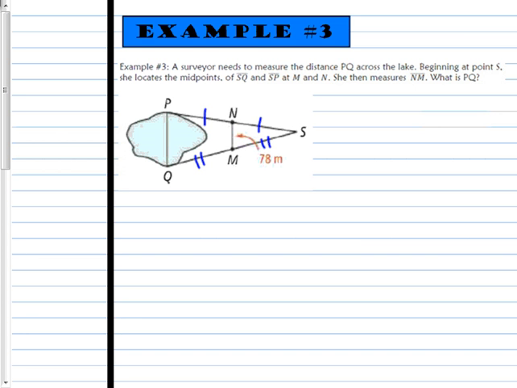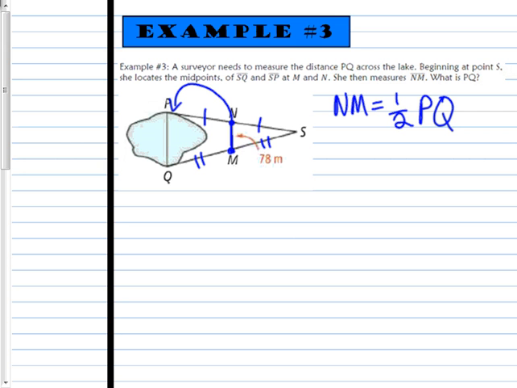I always mark up my image, and that's something that you should be in the habit of also, is marking up your image using the information that they tell you. She then measures NM. What is PQ? So we already know that NM is the midsegment. We know it's the midsegment because it said that N is a midpoint and M is a midpoint. So since this is a midsegment, it's half of this. So NM is half of PQ.